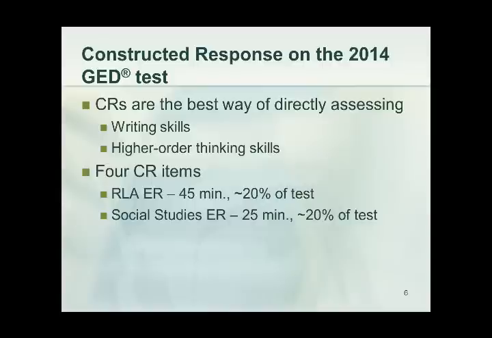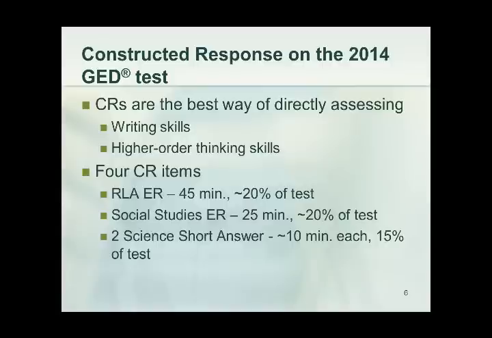In social studies, 25 minutes, and again, about 20% of the test. And then last but not least, we have 2 writing samples that are in science, and those are considered short answer items. They take about 10 minutes each, and both of them combined represent about 15% of the test.